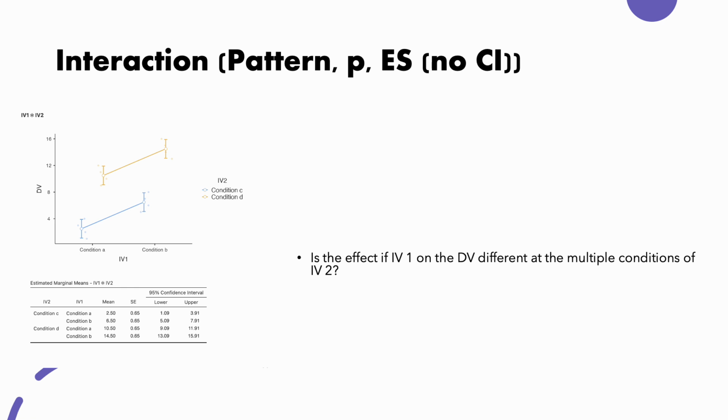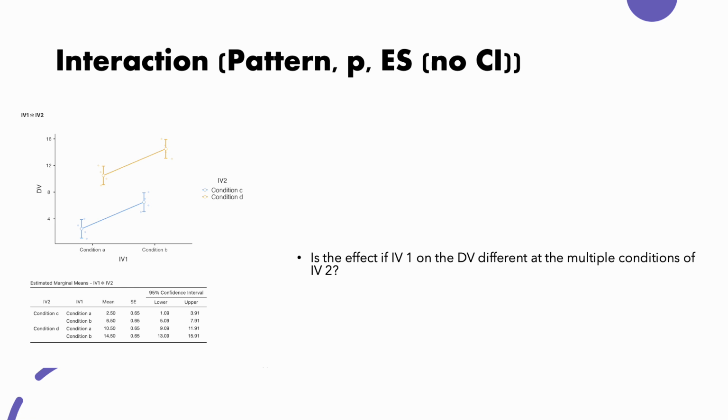So is the effect of IV1 on the DV different at the multiple conditions of IV2? No. You may look at this and be like, oh, those yellow bars are higher, but that does not represent an interaction. The interaction is technically, mathematically, a test of these two line slopes, and these two line slopes are the same. So for an interaction, it doesn't matter if condition D is higher than condition C. We saw that in the previous slide.